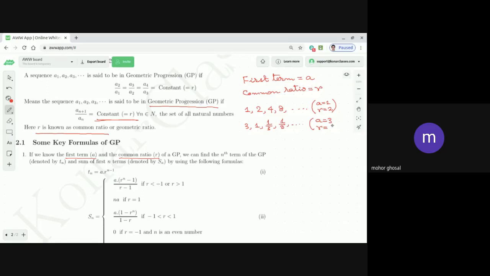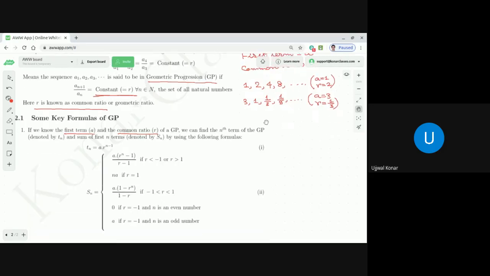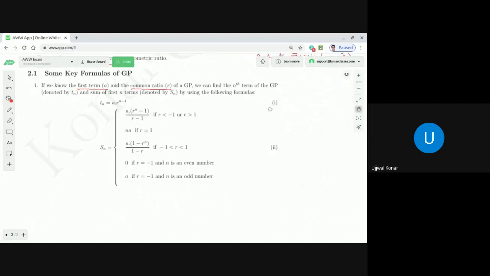1 by 3. Fantastic. Common ratio is 1 by 3. Correct. So these are two examples of geometric progression. The first thing is that if we know the first term A and the common ratio R of a GP, then we can find the nth term of the GP, denoted by Tn, like this. Tn is equal to A into R power n minus 1, dear students.